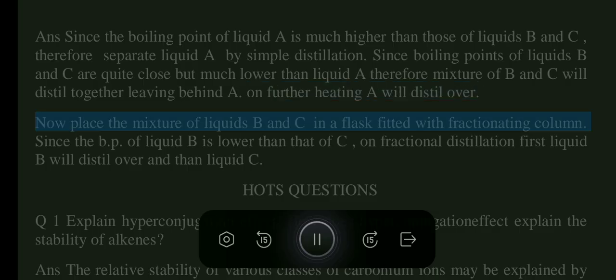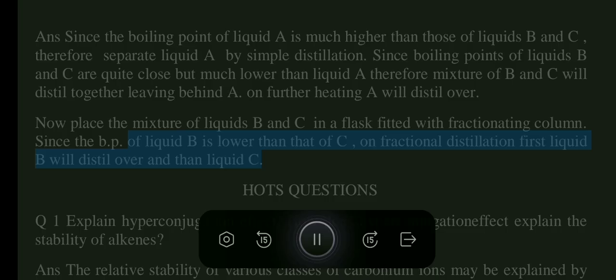Since the boiling point of liquid A is much higher than those of liquids B and C, separate liquid A by simple distillation. Since boiling points of liquids B and C are quite close but much lower than liquid A, the mixture of B and C will distill together, leaving behind A. On further heating A will distill over. Now place the mixture of liquids B and C in a flask fitted with a fractionating column. Since the boiling point of liquid B is lower than that of C, on fractional distillation first liquid B will distill over and then liquid C.